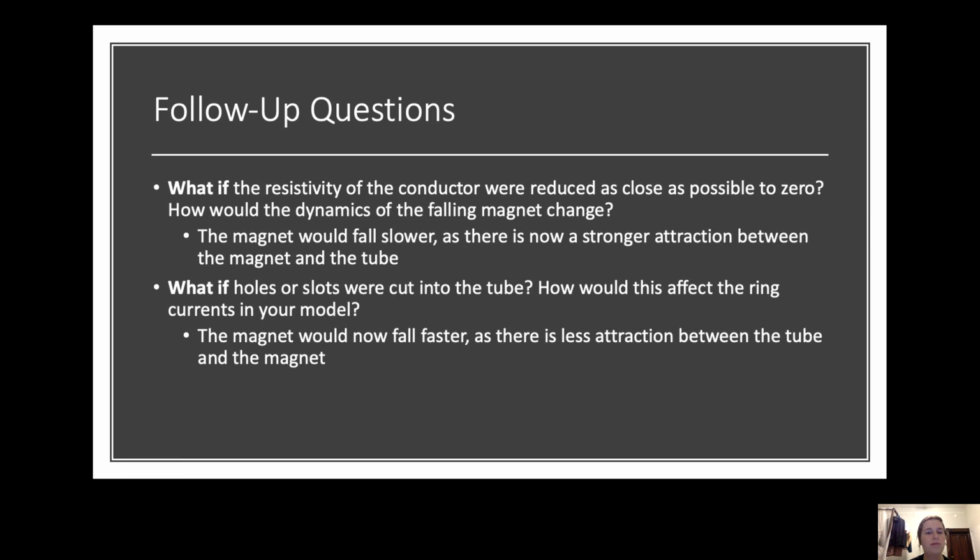Some follow-up questions. What if the resistivity of the conductor were reduced as close as possible to 0? How would the dynamics change? The magnet would actually fall slower because there's less strength in the attraction between the magnet and the tube now. And if there were holes or slots cut in the tube, this would actually affect the ring because the magnet's now falling faster because there is less attraction between the tube and the magnet due to those gaps.